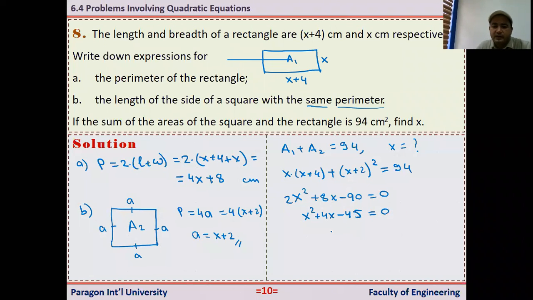Right? So we have to solve this quadratic equation. First, let's try the factorization method. Can we find two numbers whose product is negative 45 and their sum is 4? 9 and 5, it works, right? So it is 9 times minus 5, and 9 plus negative 5. So we can factorize it as (x minus 5)(x plus 9) is equal to 0.